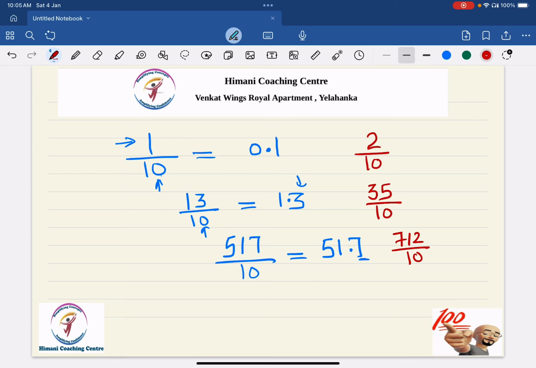Okay. Now, students, 2 by 10. So, what will we do? We write 2 as it is. How many digits after decimal? 1. So, the answer is 0.2 and we put 0.2.